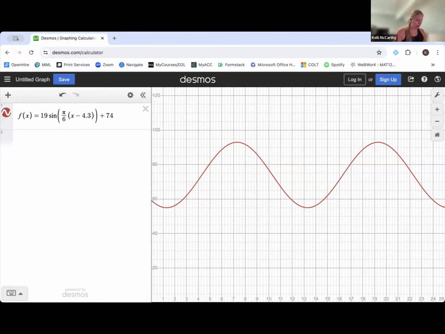The first part of that question was we wanted to observe the maximum and the minimum. The nice thing about Desmos is that I can toggle around, find my minimum there at 55, and I can just move my cursor around too and see that that is the minimum of 55 degrees. And then up here, there's even already a gray point there for that maximum of 93. And these are in degrees Fahrenheit.